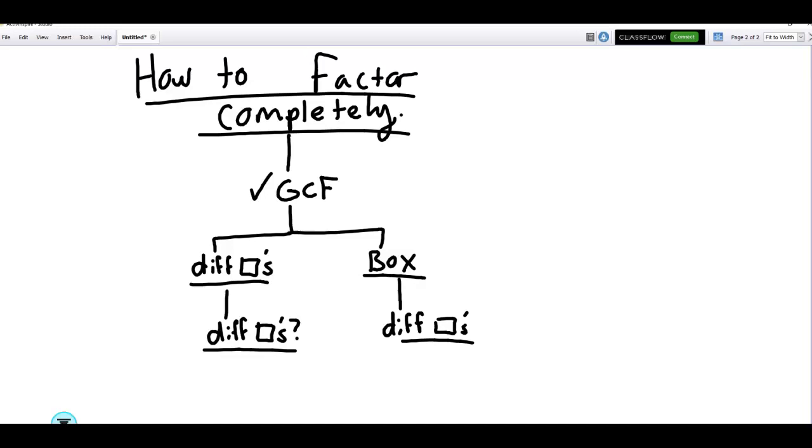Okay? You're done as soon as there's no GCF, you can't use the box method, and there's no more differences of squares. If you've factored it down to the point where none of those things apply any longer, then you're done, and the problem is completely factored. So I'm going to give you an example of a problem that needs to be factored multiple times.